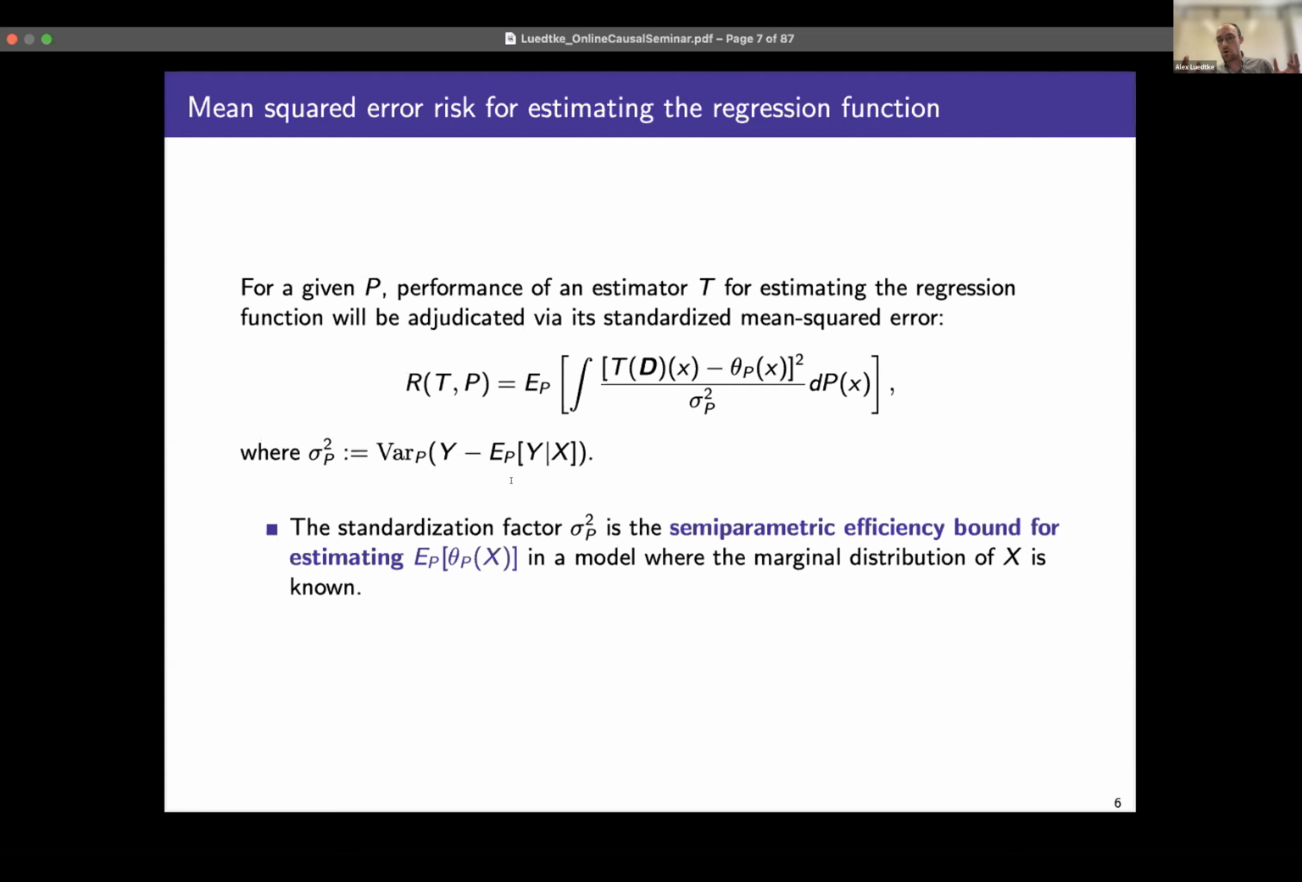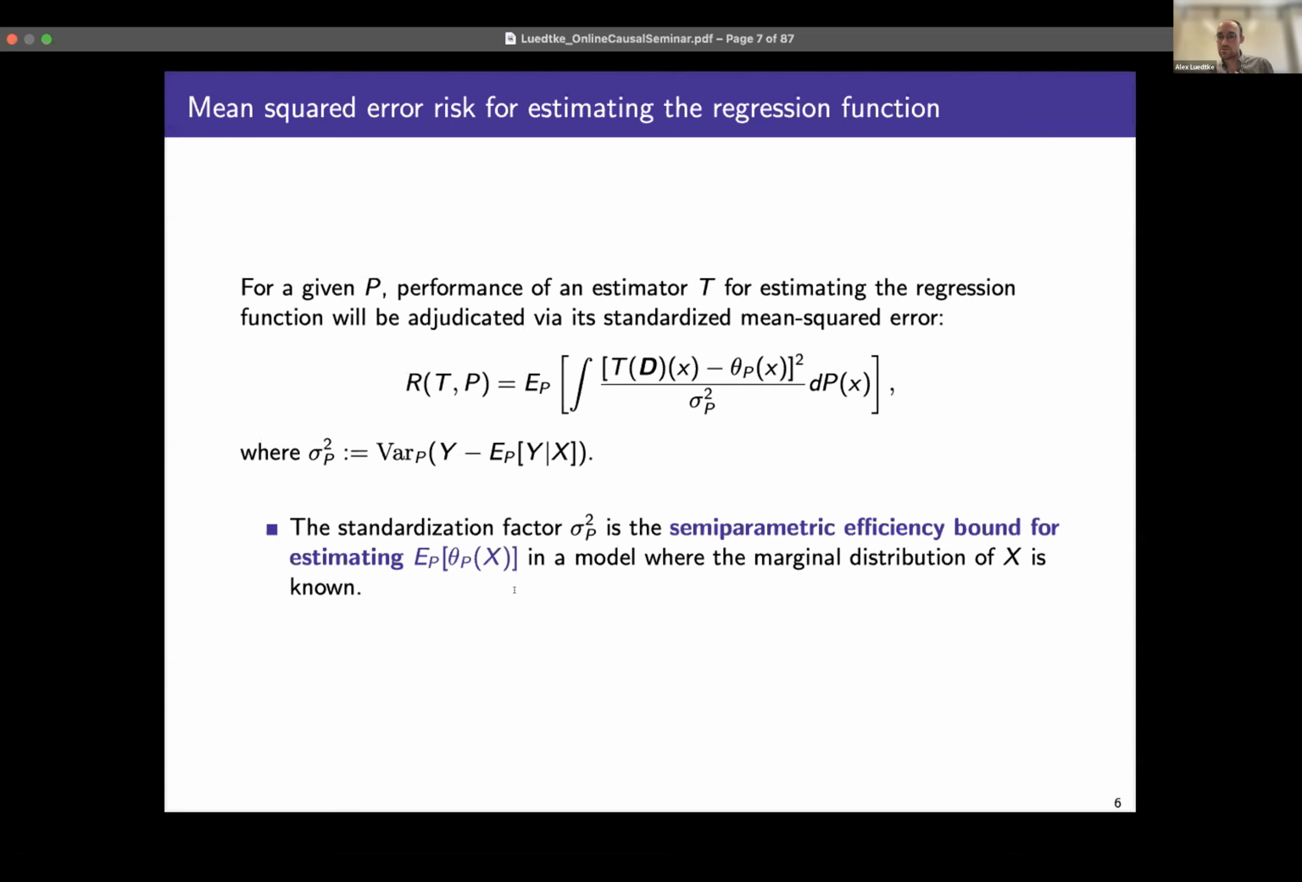The variance of the residual is large, the problem's hard, so I'm not going to penalize errors quite as much. And just something that's worth noting, largely to make the transition from regression to the CATE very simple and natural: this standardization factor, the variance of the residual, also happens to be exactly the semi-parametric efficiency bound for estimating the mean of the regression function.